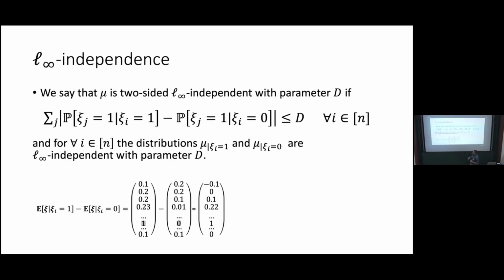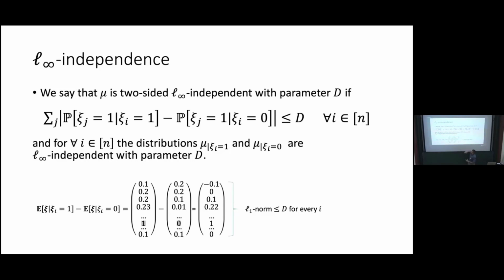And here comes the definition of L-infinity independence. We say that the distribution is L-infinity independent if for every index i, when we condition on X_i being 1 and X_i being 0, we take the difference between these two marginals, we obtain a vector, we look at the sum of the absolute values of this vector, and we want it to be bounded by a constant.